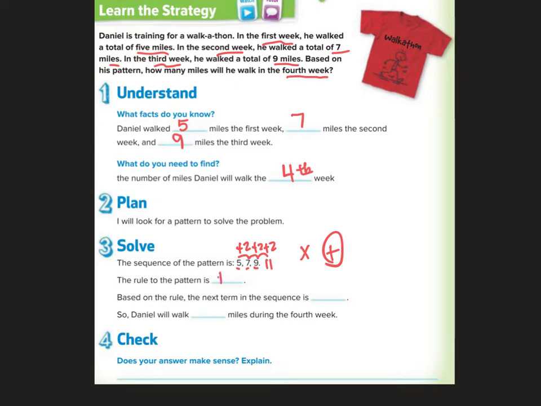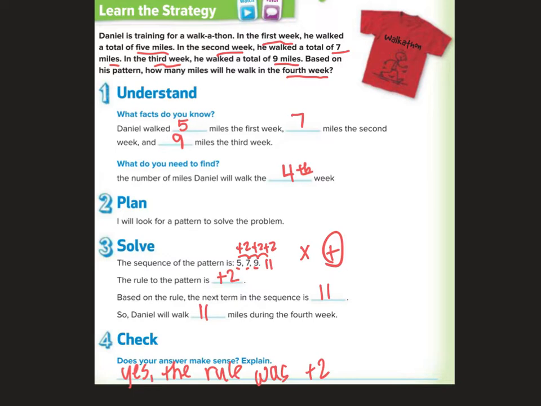So the rule to the pattern is add 2. Based on the rule, the next term in the sequence is 11. So Daniel will walk 11 miles in the fourth week. Does my answer make sense? Explain. Yes. The pattern was add 2. The rule, let's use our vocabulary there, was add 2, and we extended that rule one more time.